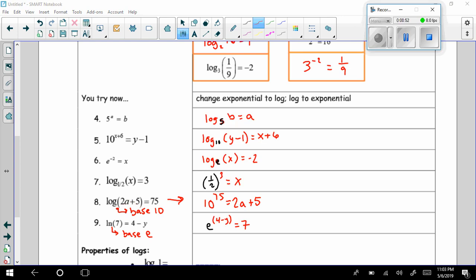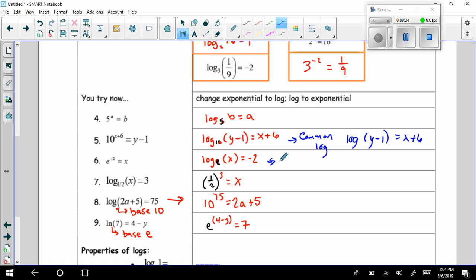Okay, go ahead and check your answers against mine. See if you have any differences. A couple things I'd like to point out is, first of all, that's a 10. But log base 10 is your common log, and you don't need to put the 10. So this would actually read as log of y minus 1 is equal to x plus 6.